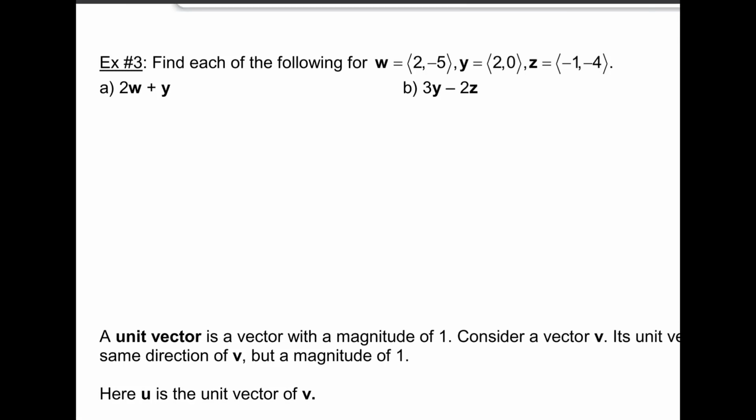Find each of the following for W, Y, and Z. Okay, so if I have 2 times W plus Y, 2 times W plus Y.